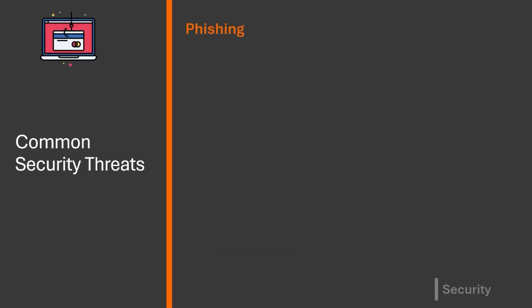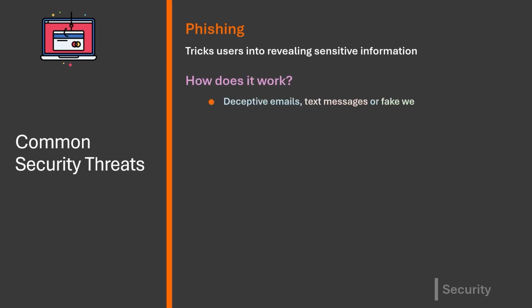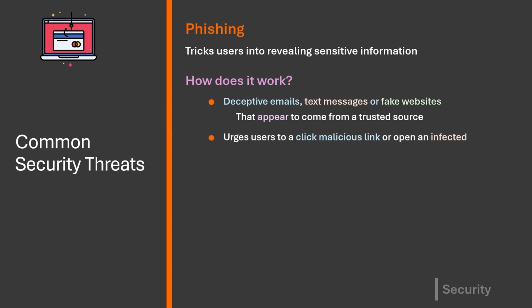There is phishing. Phishing is a type of social engineering attack where cybercriminals trick users into revealing sensitive information such as login credentials, financial details, or personal data. Let's see how this works. Attackers send deceptive emails, text messages, or fake websites that may appear to come from trusted sources like banks, colleagues, or service providers. The message often urges users to click a malicious link or open an infected attachment, leading to credential theft or malware installation.